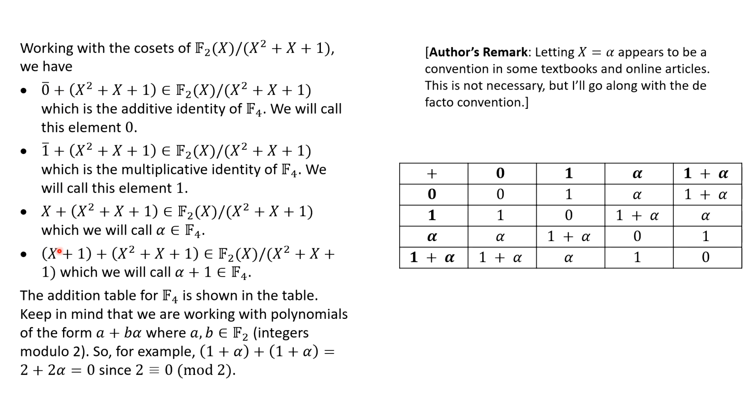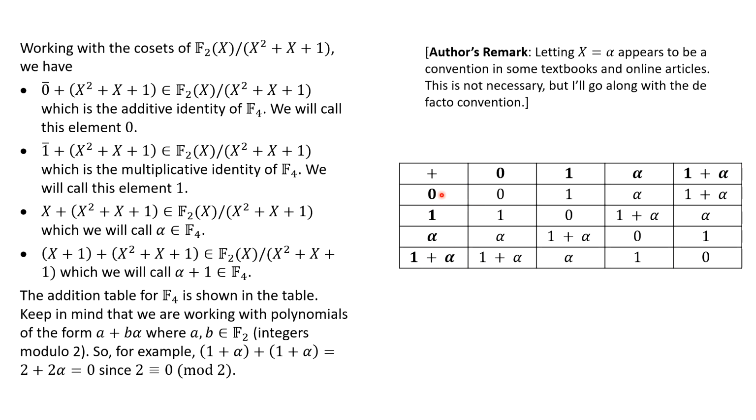So the 4 elements are 0, 1, x, and x plus 1. Remember, it was everything of the form ax plus b, and there's only 2 possibilities for a and b. For some reason, in different books and online articles, they seem to want to assign the Greek letter alpha to x. So I'll go ahead and do that. So basically we have 0, 1, alpha, and alpha plus 1 as our 4 elements of F4. And then I have the addition table here for each element.